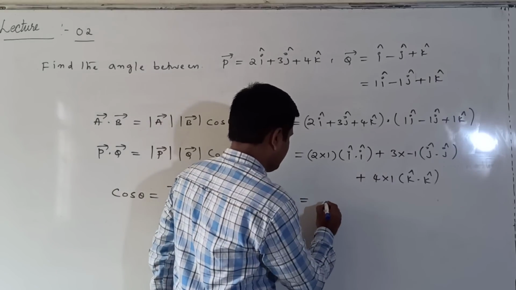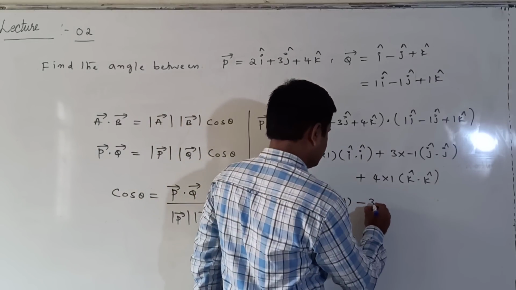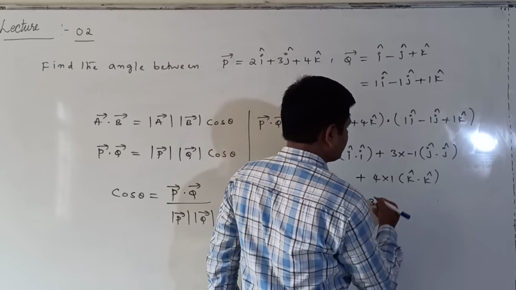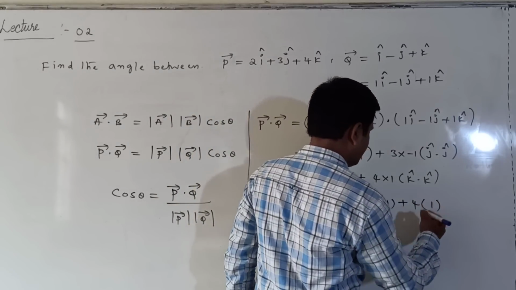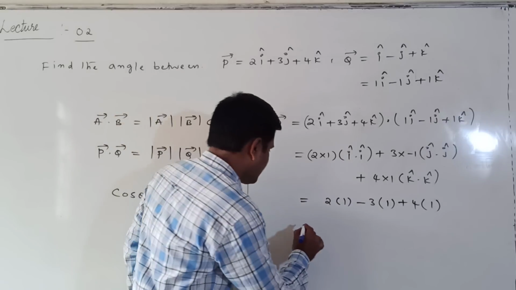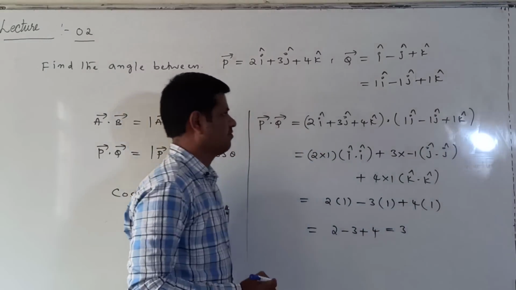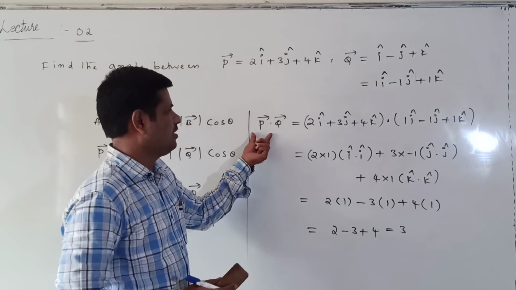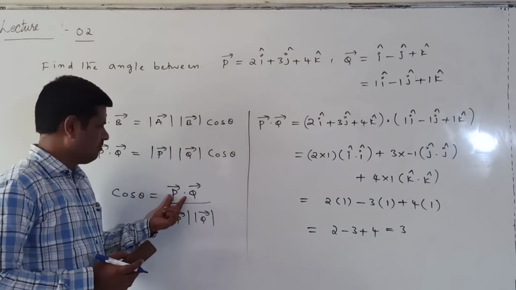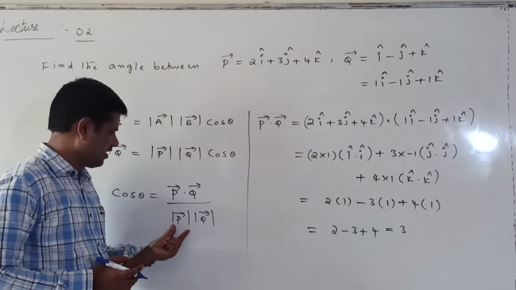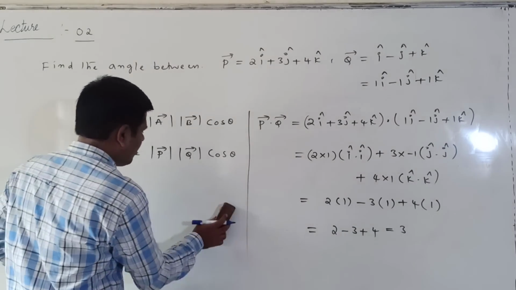Now 2 into 2, i cap dot i cap is equal to 1. Here minus 3, j cap dot j cap is equal to 1. 4 into k cap dot k cap is equal to 1. Now we are getting 2 minus 3 plus 4 is equal to 3. First we have completed P bar dot Q bar. Next, what is required for finding the angle? P bar dot Q bar is completed. Next, mod P bar and mod Q bar are also required. How to find the mod P bar and mod Q bar?